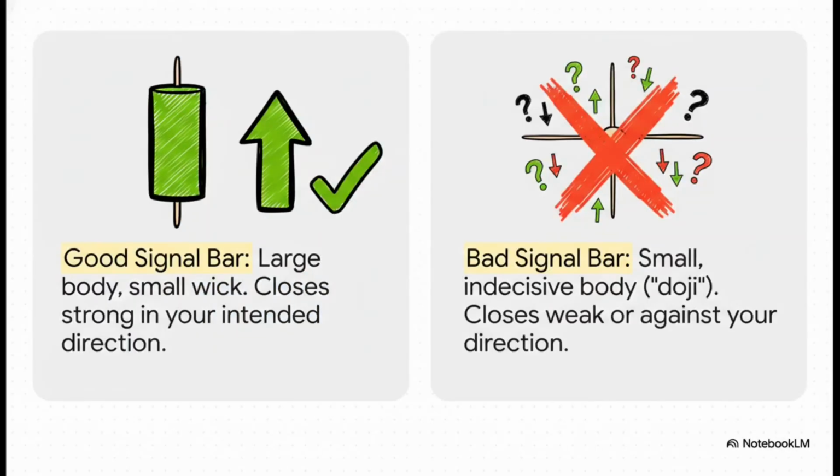Just look at the difference on this slide. A good signal bar is strong, it's decisive, it closes with real momentum in the direction you want to go. A bad one, it's small, it's weak, it shows total indecision. The candle itself has to basically scream yes to your trade idea.